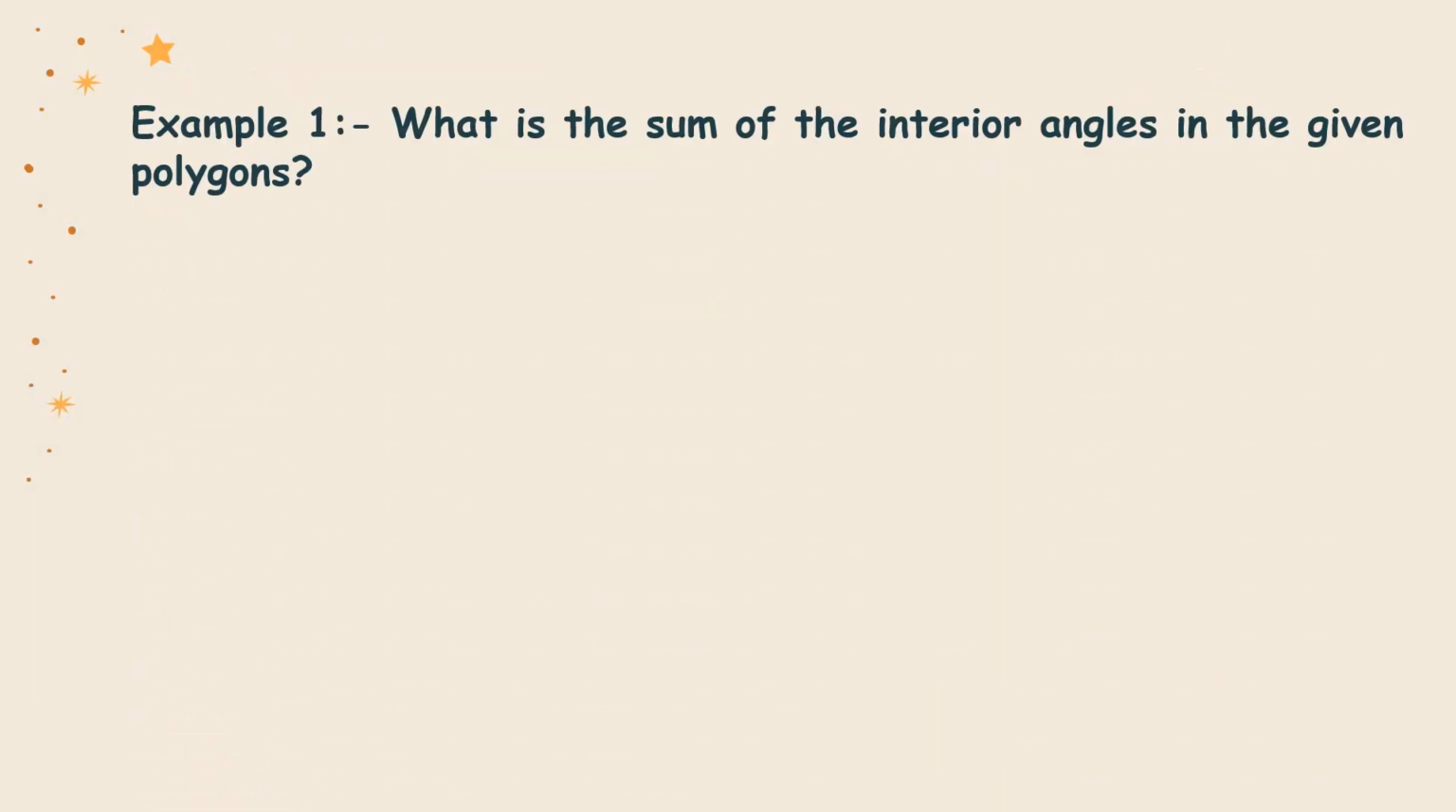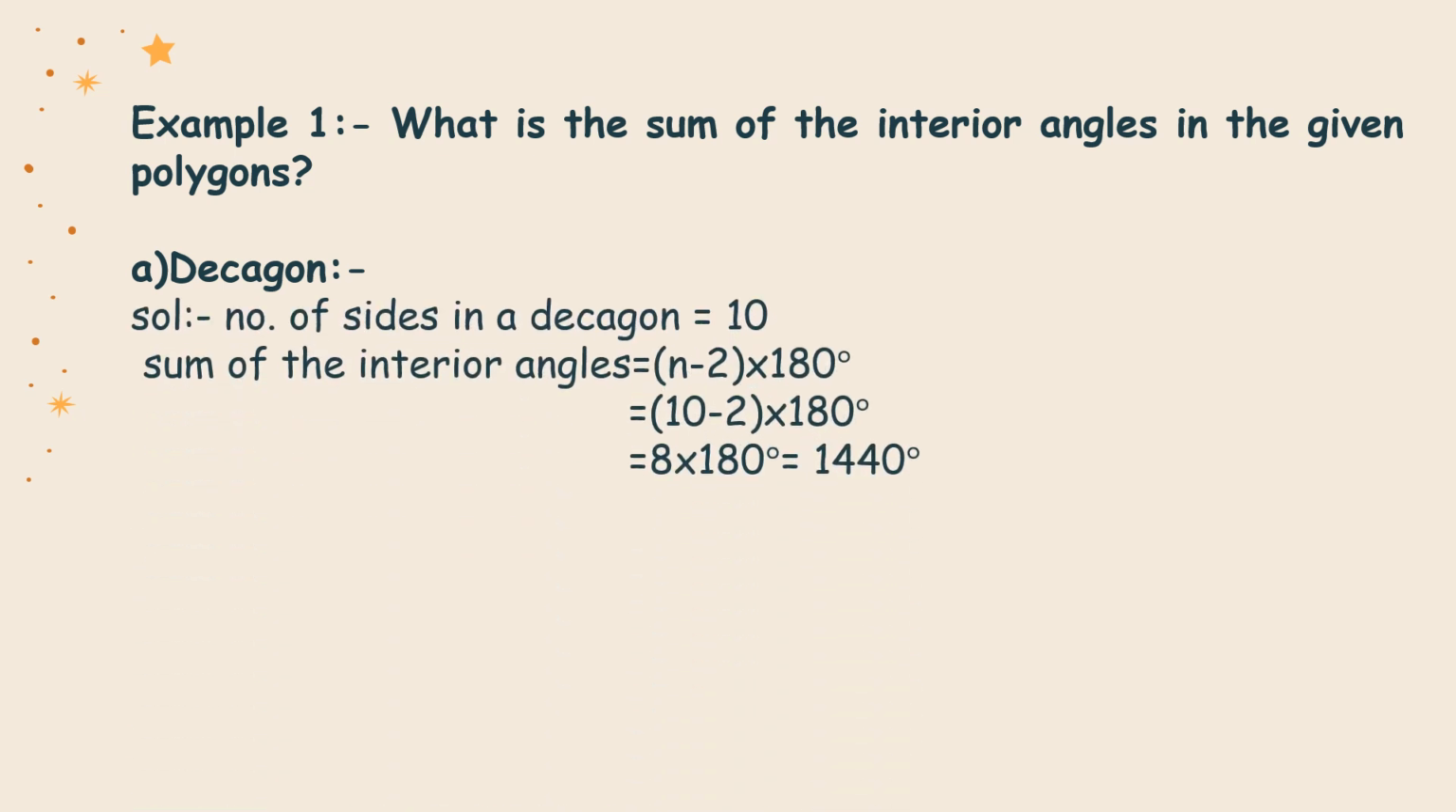Yes. Now let's solve some examples. Example number 1. What is the sum of the interior angles in the given polygons? So your first polygon is a decagon. Now what is a decagon? A polygon which has 10 sides is called a decagon. Okay, a 10-sided polygon is called a decagon. So your first question is, what is the sum of the interior angles in the given polygon?